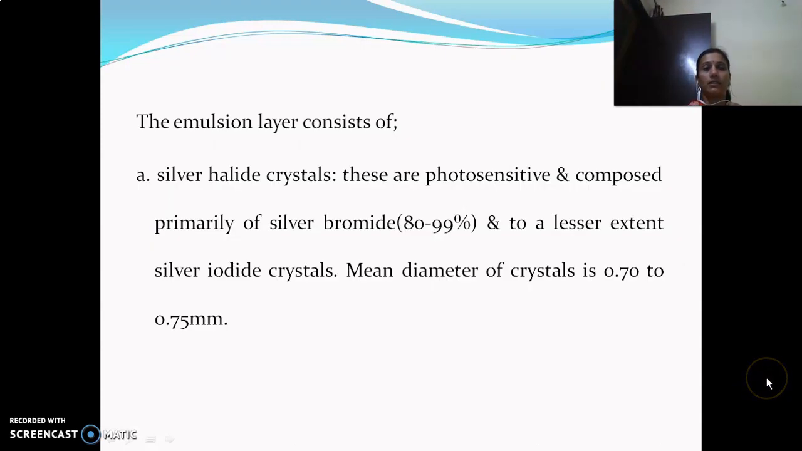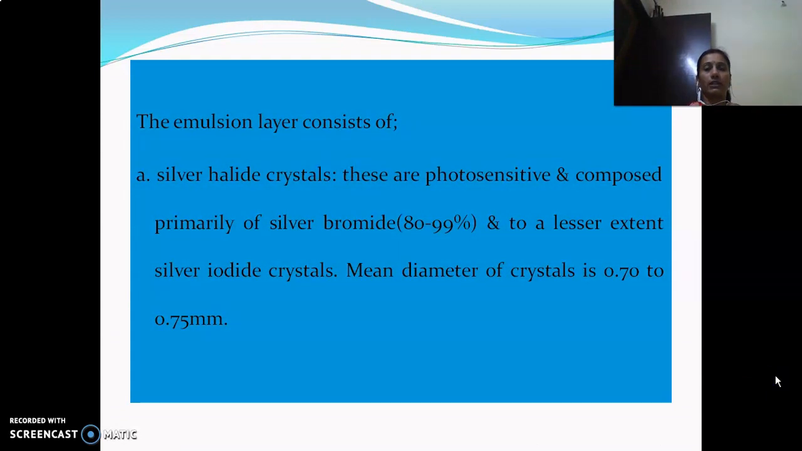Next, in detail we'll discuss the emulsion layer. The emulsion, as I already told, mainly consists of silver halide crystals, which consist of 80 to 99% of silver bromide and to a lesser extent silver iodide crystals.